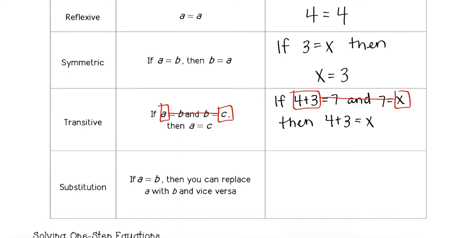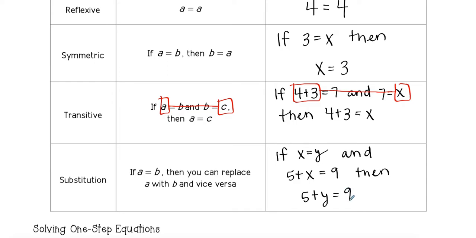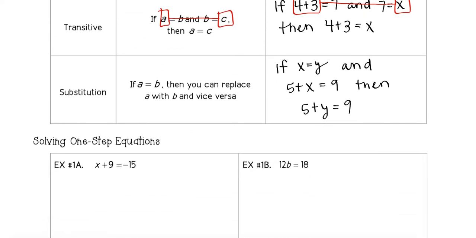All right, substitution. If A equals B, then you can replace A with B or vice versa at any point in time. So if, let's say, X equals Y, and 5 plus X equals 9, then I can use substitution and say 5 plus Y equals 9, because we know X and Y are the same, so I can substitute them in, I can replace them with one another.